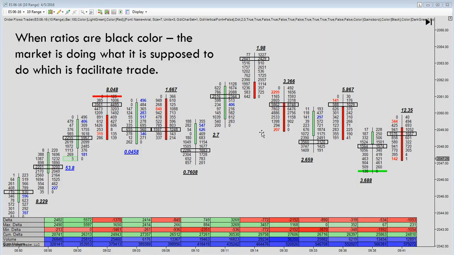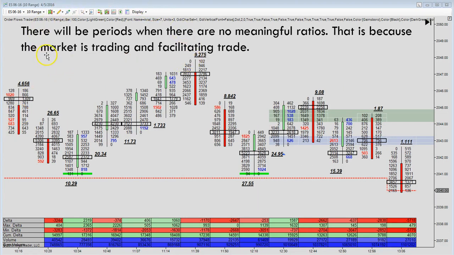But there's going to be times when it does show up. I said most of the time the market facilitates trade, and you get average volume, average numbers in the order flow. Again, there'll be periods where there's no meaningful ratios. That's because the market's facilitating trade. Here we are, we're just going back and forth. You see no blue numbers. It's black, black, black, black, black.